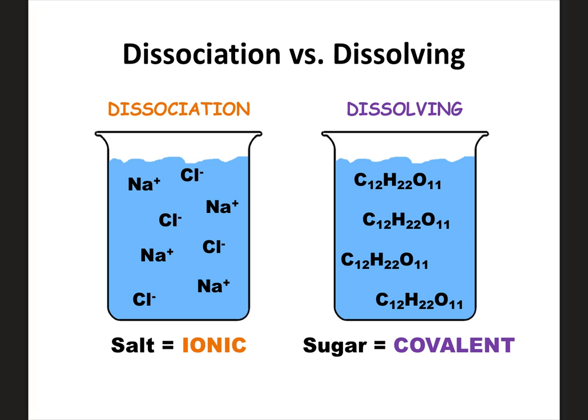But something like a covalent compound like sugar, that dissolves, but it does not separate into the ions. Each of the individual sugar molecules gets surrounded by the water, and then it dissolves, but it does not separate into the ions. That's why sugar, a covalent compound here, would not conduct. There are no charges there to be able to conduct. You need to know the difference between dissociation and dissolving and what's happening with this.